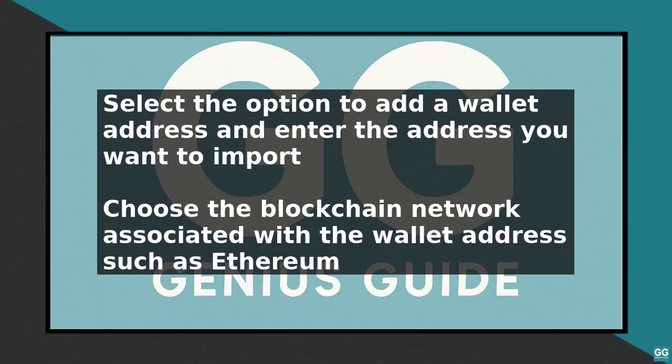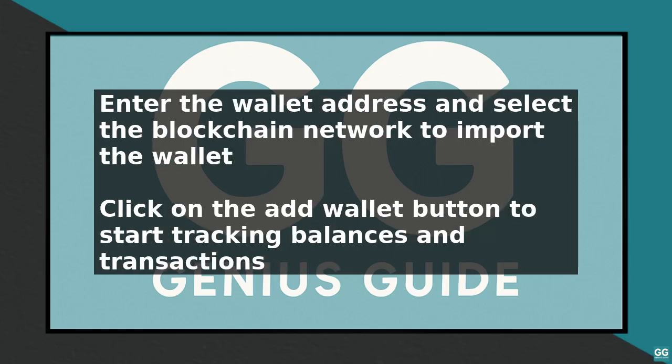After entering the wallet address and selecting the blockchain network, click on the Add Wallet button. Debank will then import the wallet address and start tracking its balances and transactions. You can view the wallet address and its associated balances and transactions on your Debank dashboard.